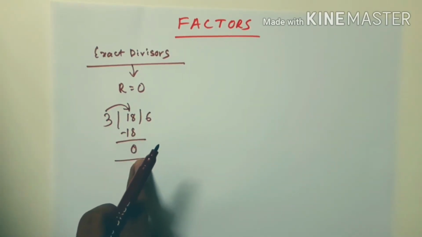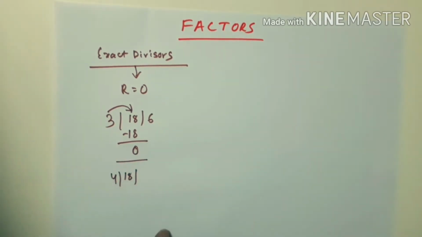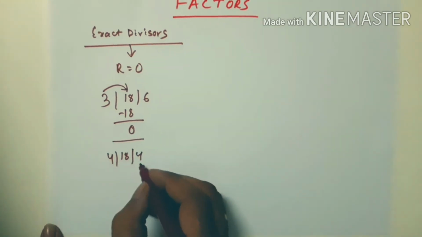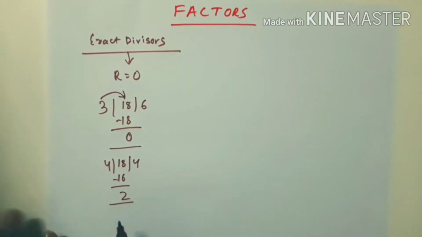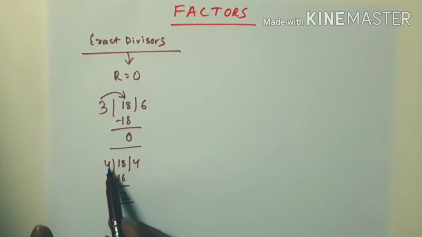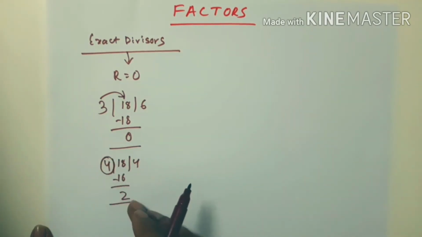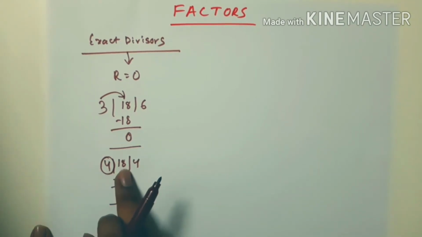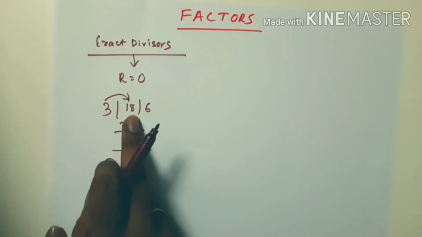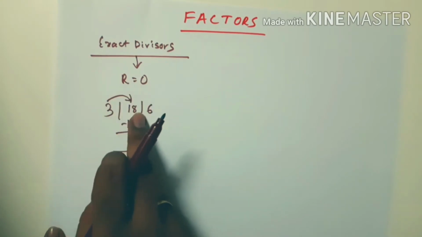Nothing is left out. So if I divide 18 by 4, what will we get? 4 fours are 16 and the remainder comes 2. Here we see that we have a remainder. That means 4 is not exactly dividing 18. Since it is not exactly dividing, 4 is not a factor of 18. But 3 is exactly dividing 18, so we can say 3 is a factor of 18.